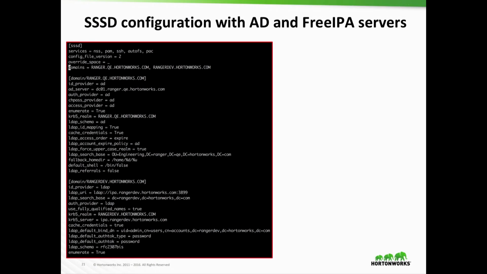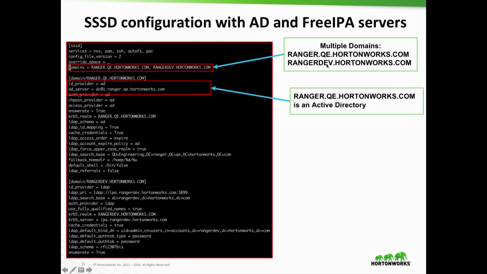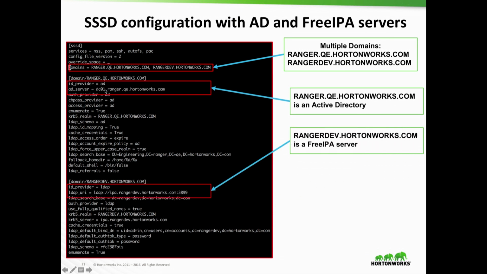So how does the sample SSSD configuration look in this case? Here I want to point out a few quick configurations that we are interested in for today's demo. As we talked about, I have two domains. One is Ranger QE, and the other one is Ranger dev. And you specify what type of directory server it is by using the ID provider. As you can see, in the first case, I have the ID provider as AD. And in the next case, I have the ID provider as LDAP.